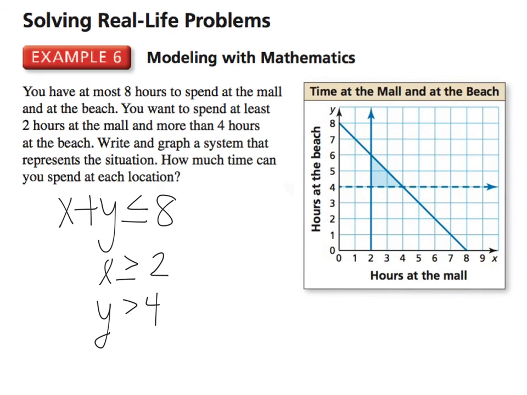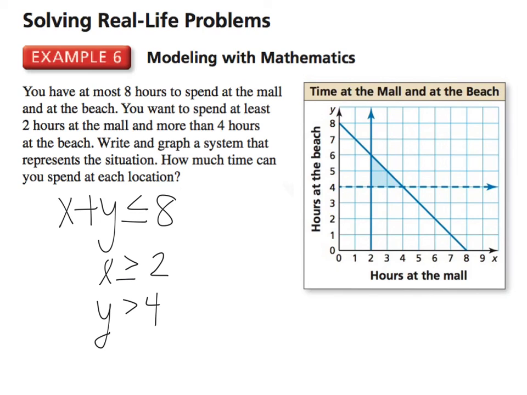There we go. So y is the number of hours at the beach. x is the number of hours at the mall. You'll notice that none of the arrows go into the negative regions. Everything has been graphed. And this little region right here contains the solutions of what you can spend where.